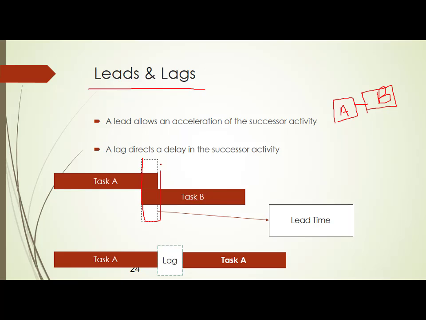Generally the diagram should be like this, one after the other, but now you are putting this within this. So this much time gap is the time you are saving for task B, because you are starting task B after 85-90% completion of task A.